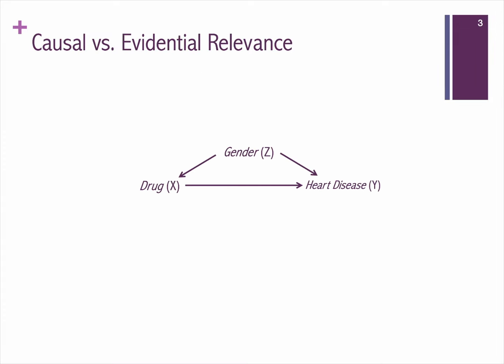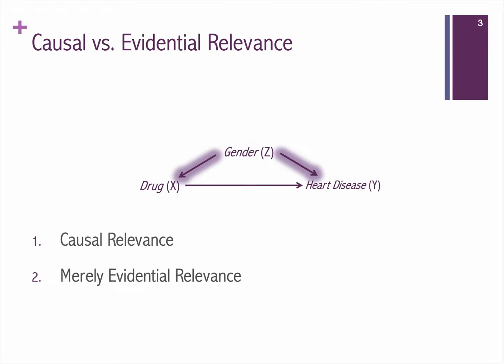To begin, consider this causal model. In it, a drug influences one's risk of heart disease, but whether one takes the drug is also influenced by some other factors such as gender, which also influences heart disease. Broadly speaking, in causal inference, we're trying to disentangle between two ways in which the drug might provide information about heart disease. Either, 1, the drug can causally influence heart disease, or 2, learning that someone took the drug may merely provide evidence of their gender, and thus of their baseline probability of getting heart disease, whether or not they take the drug.